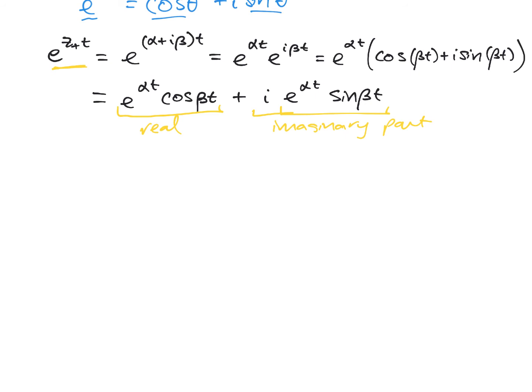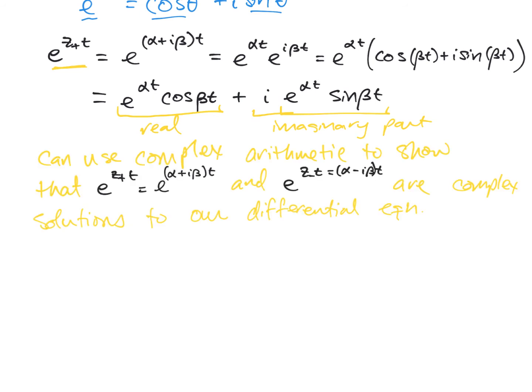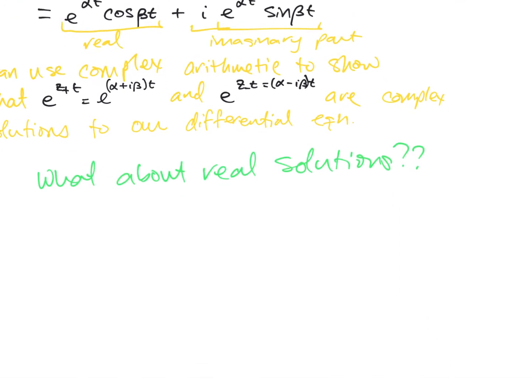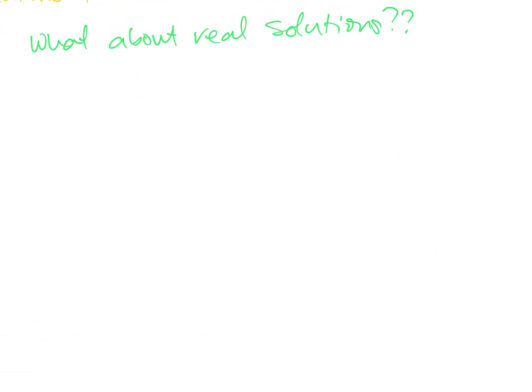So we could use complex arithmetic, which I'm going to skip right now, but you can work it out yourself. You can show that our two complex solutions, e to the z plus t and e to the z minus t, are solutions to the differential equation that we had at the beginning. Okay, so that's great. We've got some solutions. It's wonderful, but what about real solutions? So for that, let's have a lemma. I'll write it up.